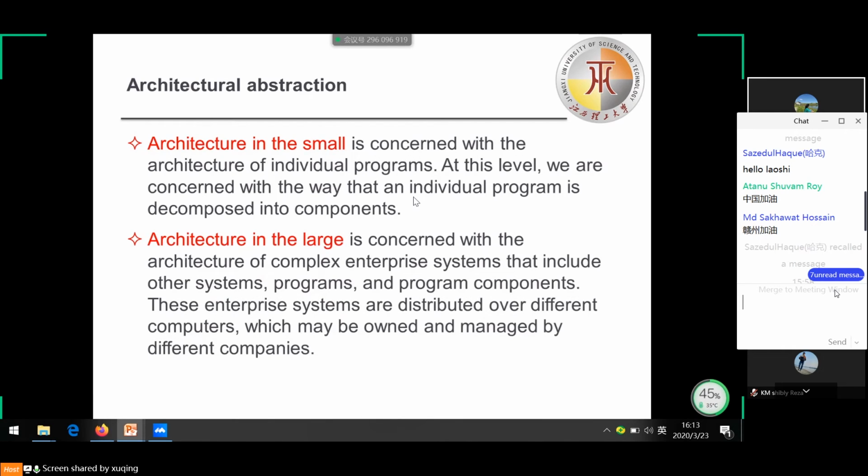Another level of abstraction is architecture in the large. Here, we are concerned with the architecture of complex enterprise systems that include other systems, programs, and program components. These enterprise systems are distributed over different computers. And these computers may be owned and managed by different companies.